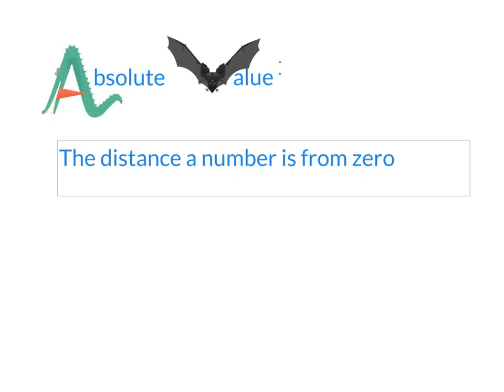Remember that absolute value is the distance a number is from 0. So if you had the absolute value of 2, well, that's equal to 2 because it's 2 units from 0. The absolute value of negative 3 is equal to positive 3 because it's 3 units from 0.